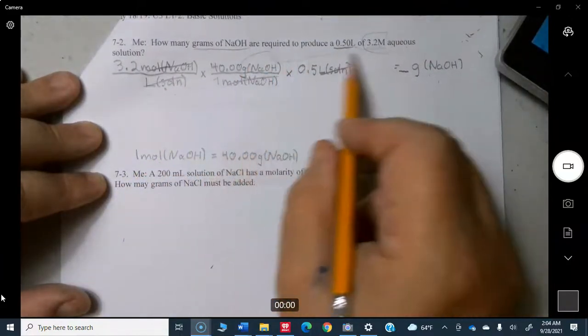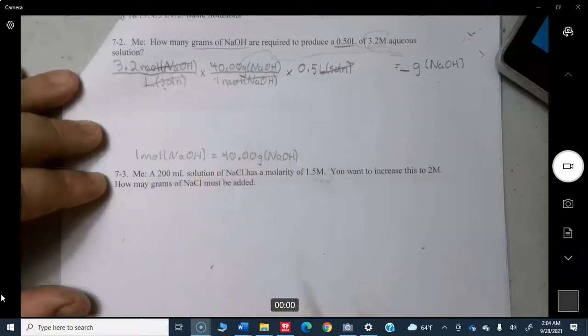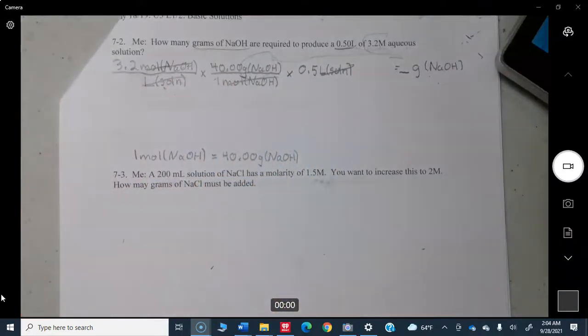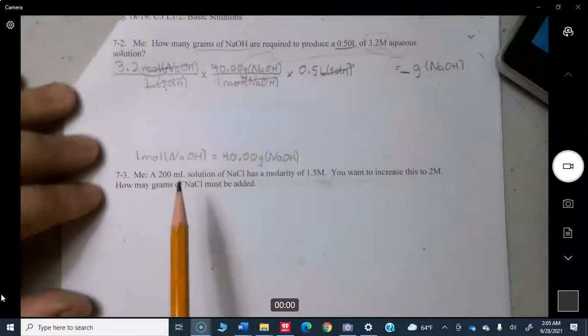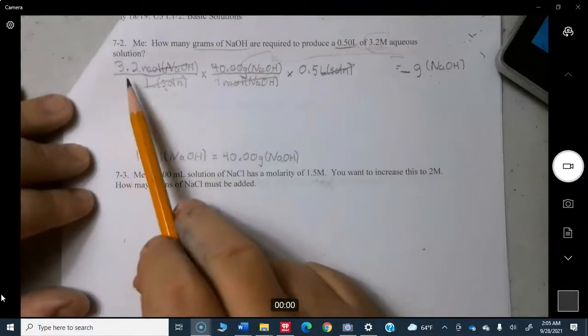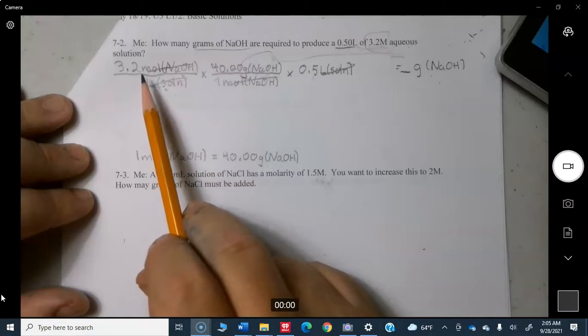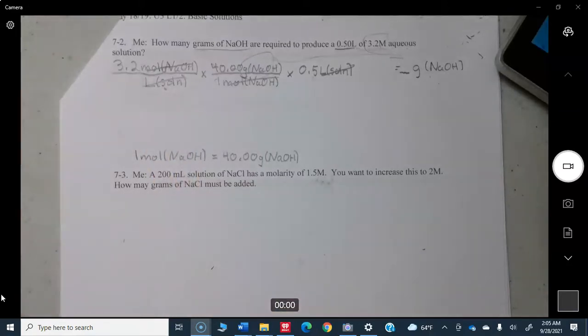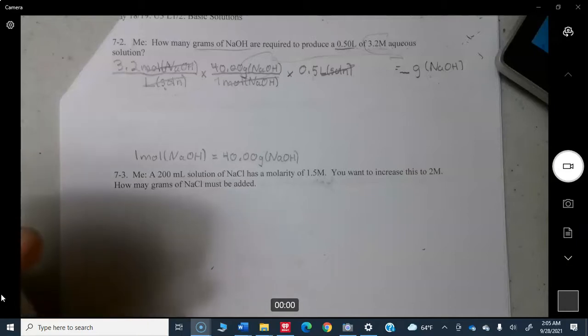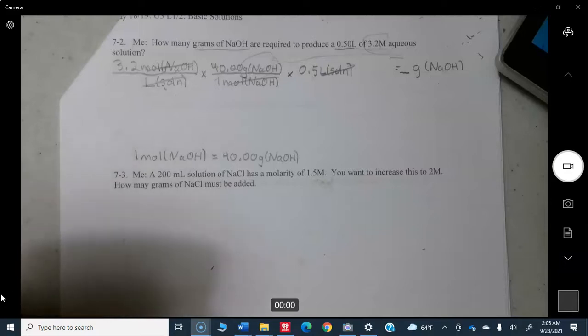The top is already good. So it's going to be 3.2 times 40 times 0.5. Again, a little mental math. Half of 40 is 20. 20 times 3 is 60. 1/5 of 20 is 4. But let's do it on a calculator. 3.2 times 40 times 0.5, and that's going to give us 64.